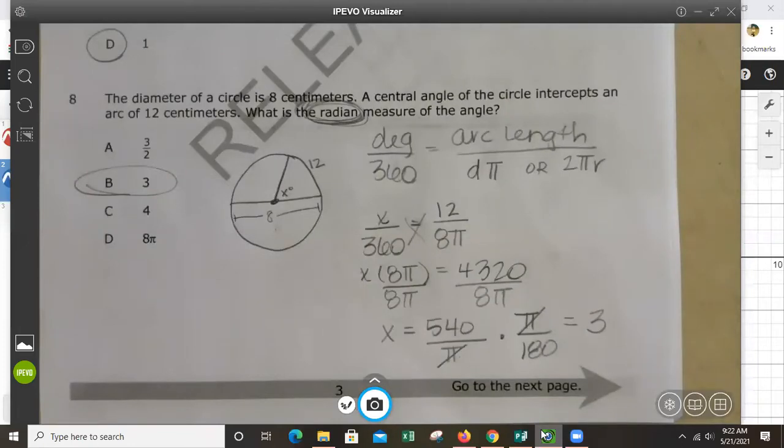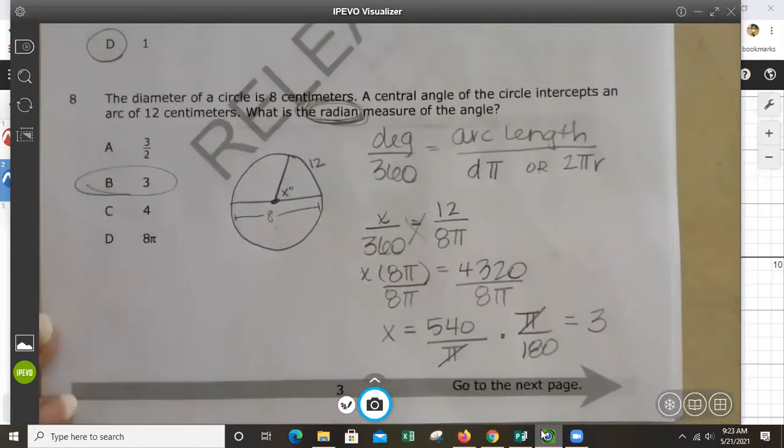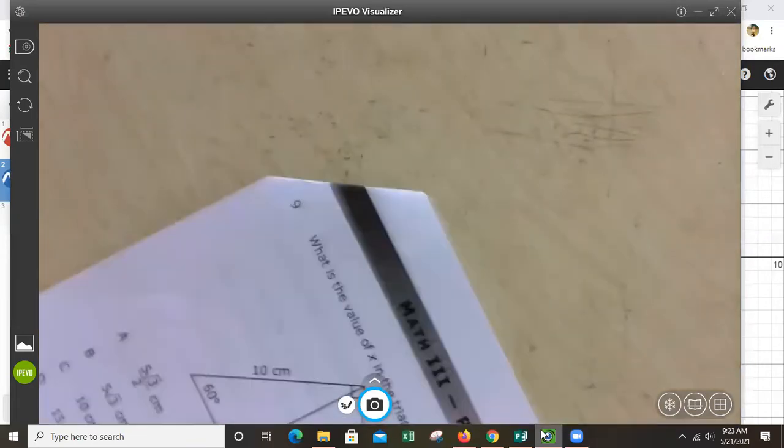Okay. Radian measures will not always have pi in them. They will not always have pi in them. How did I know to switch it like that? Because remember, x is the degree over 360. So this was 540 over pi degrees. Now I need to change it. Got it? Is everybody good? All right, let's see what else I can do.